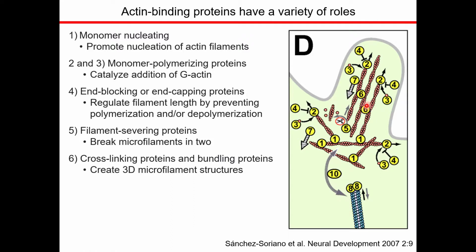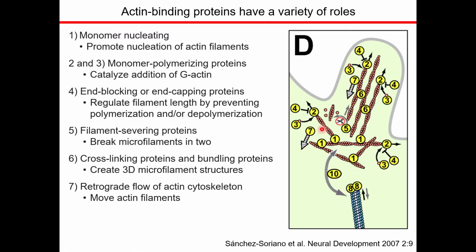What you see here represented by number 6 are cross-linking or bundling proteins, and these are going to create three-dimensional microfilament structures. So we can bundle microfilaments together in different orientations to create larger structures inside the cell.